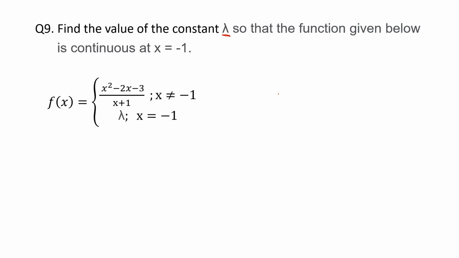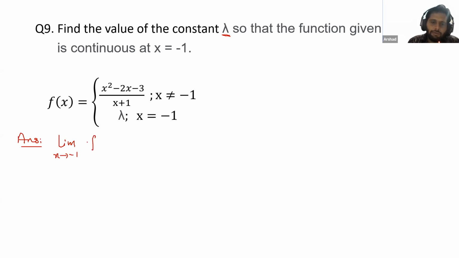I guess everyone has completed this. Nabil Khan, is it done? No, sir. Okay, I will solve this. So here it is given that the function is continuous. So first of all, we will calculate the limit, x tends to -1 f(x). So Nabil, which function we will choose for this limit?